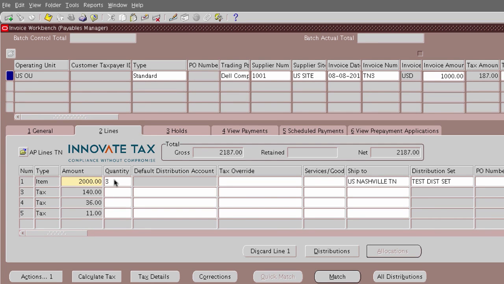We can do this as well, so if we put a quantity of 3 for the 2,000, you'll see that the state tax changes in line with the 6,000. The county and the special tax also increase, but they're multiples of 3 based on the tax line of 2,000 each.